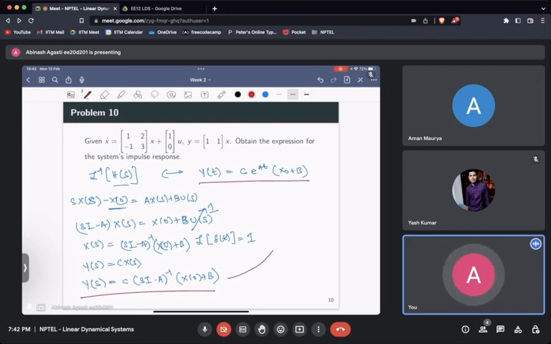When you take the Laplace inverse, e to the power At is just the Laplace inverse of (sI minus A) inverse. So essentially we showed the same solution in two ways. One way is to take the transfer function and find its inverse, which gives the impulse response. Also, you can directly solve the state space differential equation and get the solution for the output, which also gives the impulse response. Is it clear?